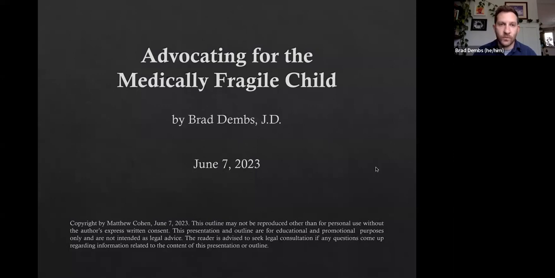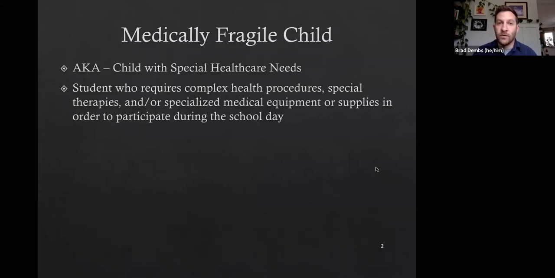So first, what is a medically fragile child? You can also think of this as a child with special healthcare needs. So a student who has more complex health requirements or procedures that have to be implemented in the school setting, special therapies or specialized medical equipment or supplies. Any of those things that may be necessary to allow the child to participate during the school day, to be included in school, to benefit from the education that they're receiving.